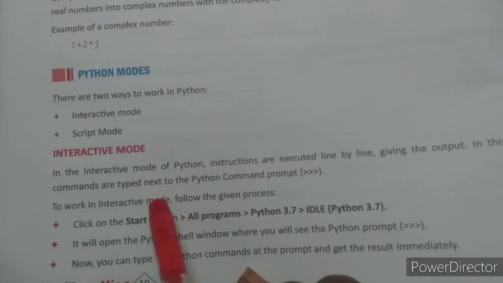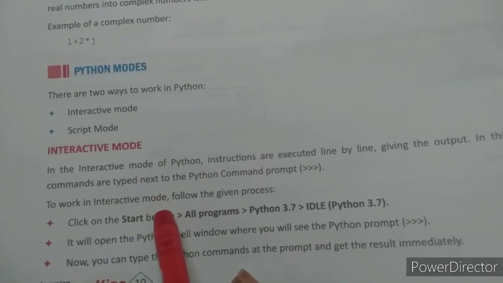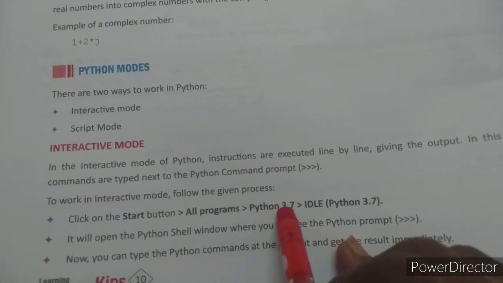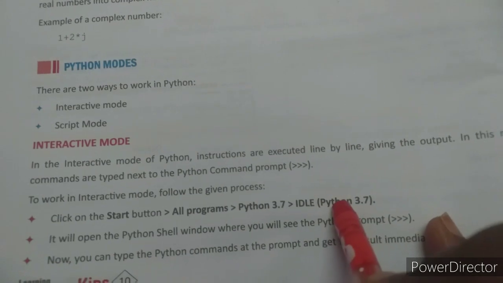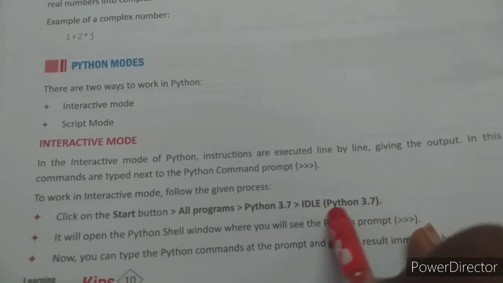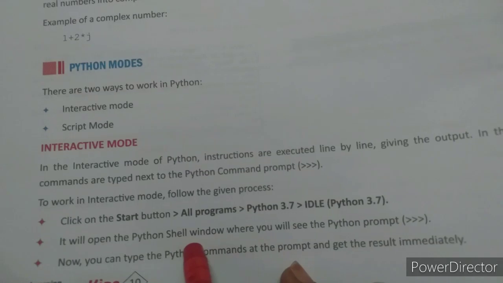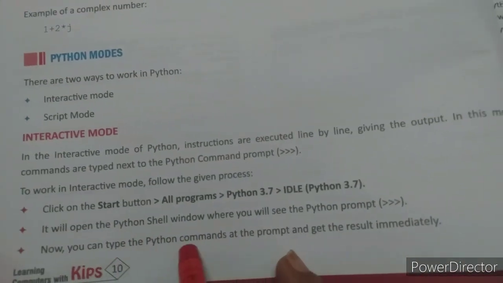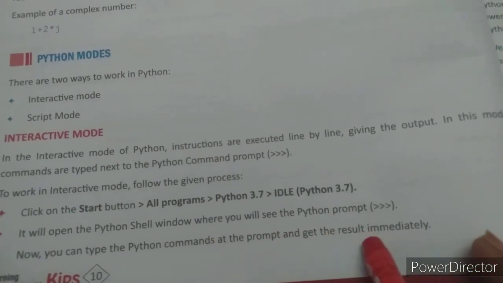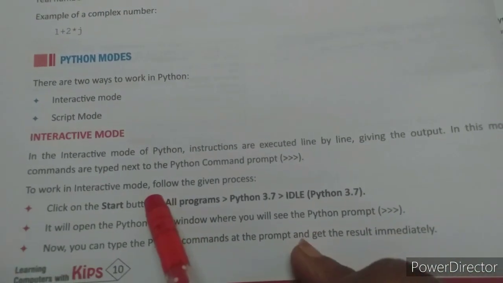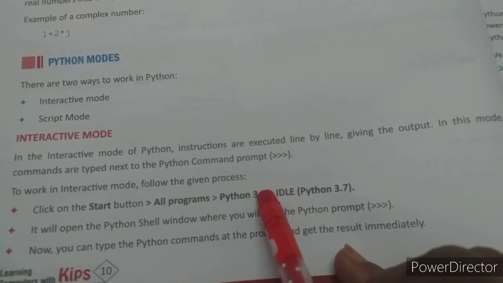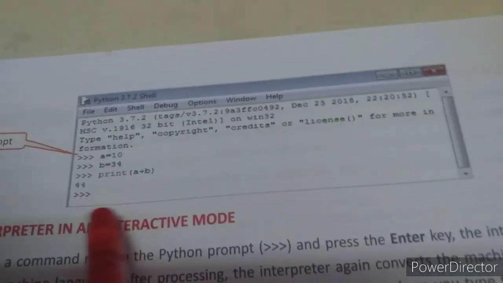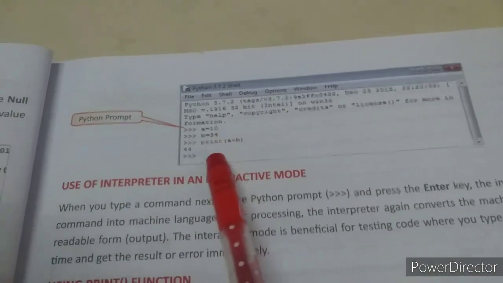So if you want to work in the interactive mode, you have to follow this process. Click on the start button, all programs, Python 3.7, then IDLE, Python 3.7. This you have to select. It will open the Python shell window where you will see the Python prompt. Now you can type the Python commands at the prompt and get the result immediately. So after clicking on the start button and selecting these, the IDLE will be displayed. At that time you will receive a window like this. So here you can start typing your programs.